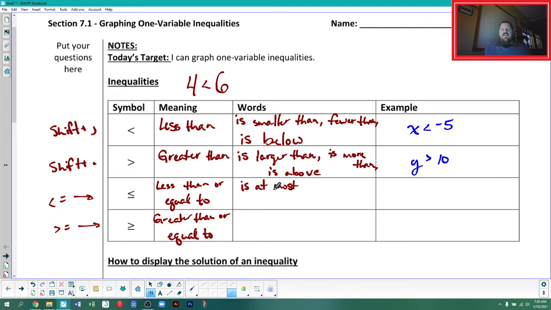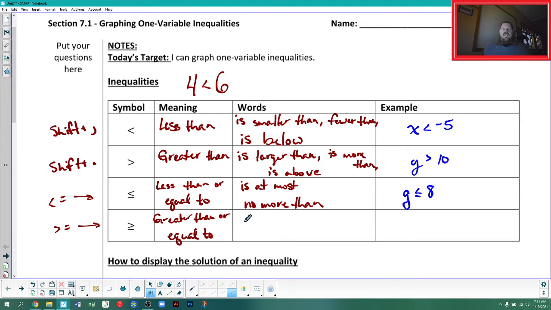Another way to say this, but it does work for less than or equal to, would be "no more than." An example for that, maybe we have G is at most 8.